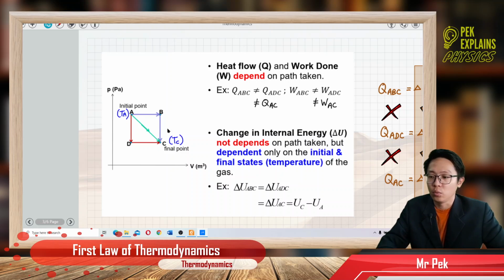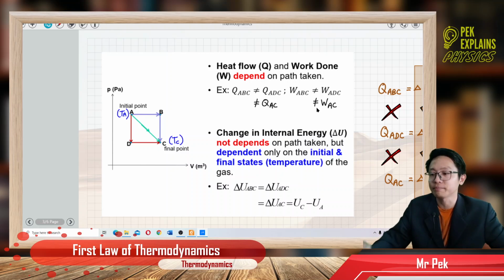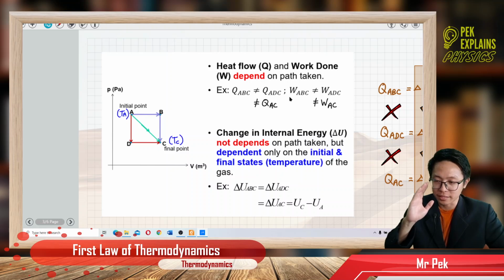Work done. Is the work done for the purple path, A to B to C, equal to A to D to C? Is it equal to the work done from A to C? Are the work done the same for these three paths? Also not equal. Maybe you don't understand what I'm talking about. Never mind, we will understand more as this chapter goes on. You just listen first.